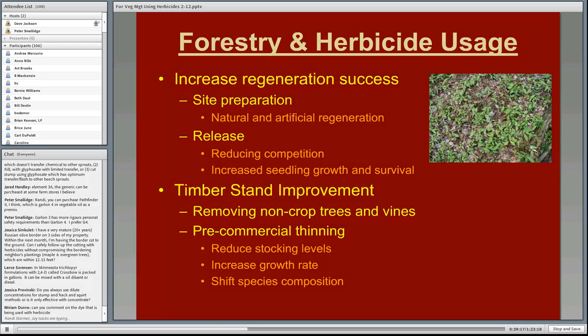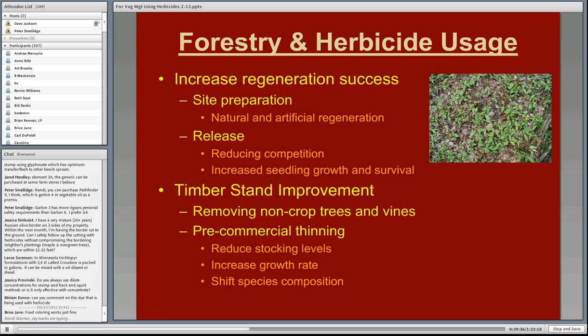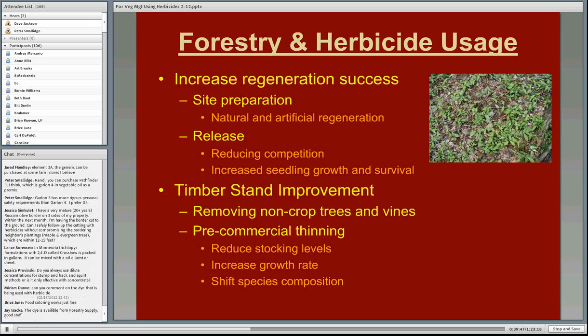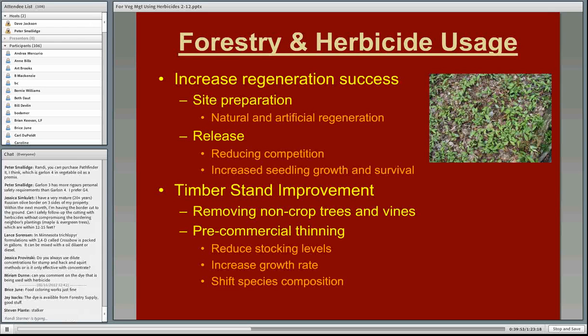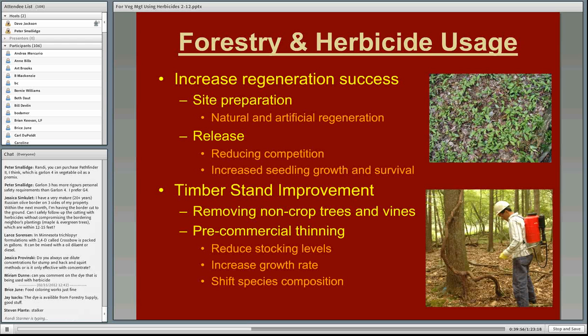And then lastly, we have timber stand improvement types of practices, things like removing non-crop trees and vines. I think I showed you the image there of controlling the grapevines, for example. Also pre-commercial thinning, reducing stocking levels, increasing growth rates on the trees that we're leaving, and shifting species composition to more desirable, more valuable species, maybe even better quality trees. So we can use herbicides to accomplish all of these things, from pre-commercial thinning to release to site preparation. Many different types of timber stand improvement practices can be done with herbicides. So there's the grapevine image right there.